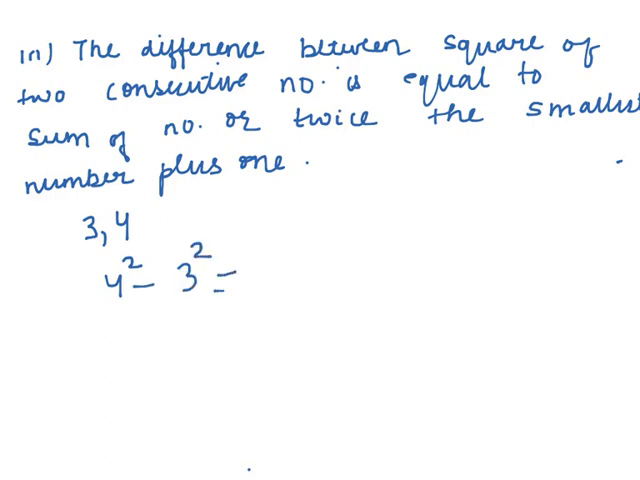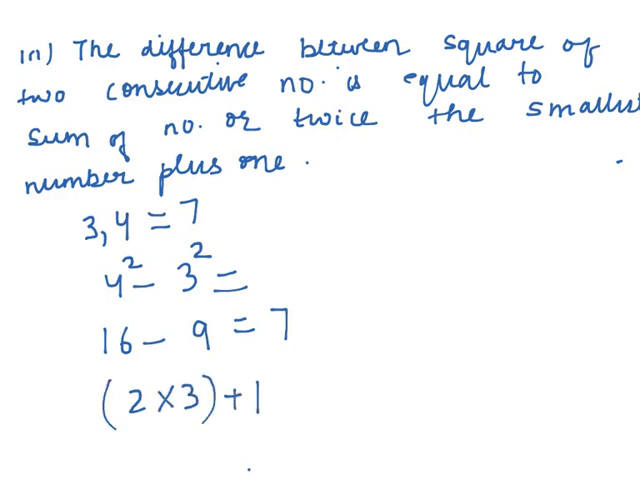According to the property, the difference between the squares of two consecutive numbers is equal to the sum of the numbers. The numbers are 3 and 4, so their sum is 7. Here 16 minus 9 equals 7 only. Or, twice the smaller number plus 1. In 3 and 4, the smaller number is 3. Twice the smaller number means multiply by 2 and add 1, which again gives us 7 only.